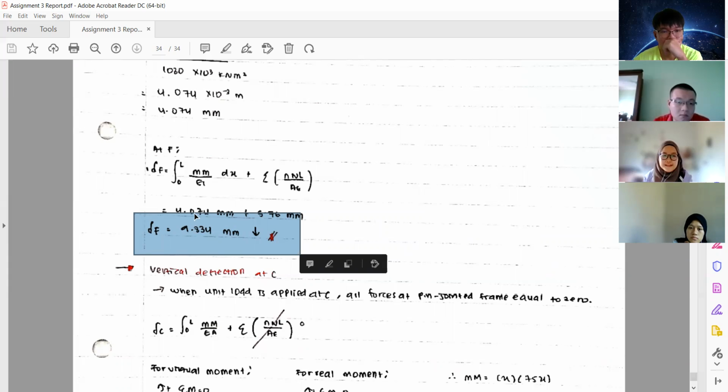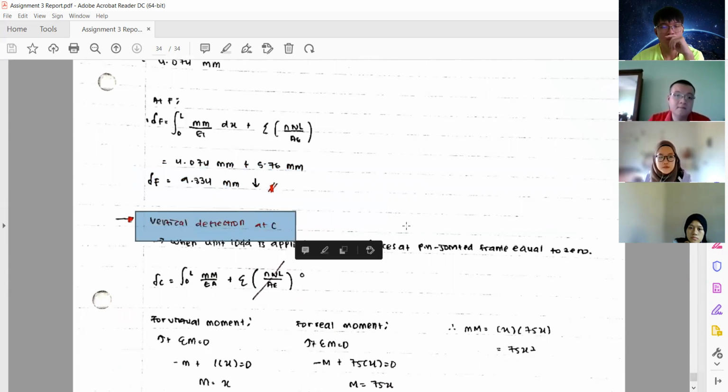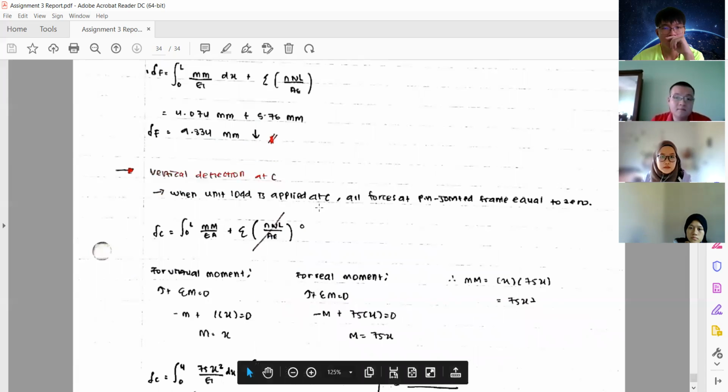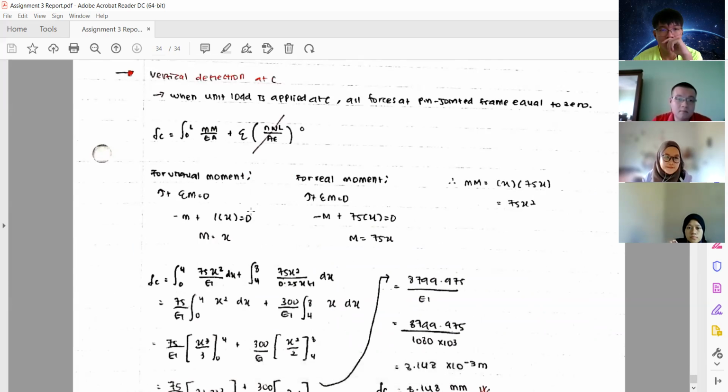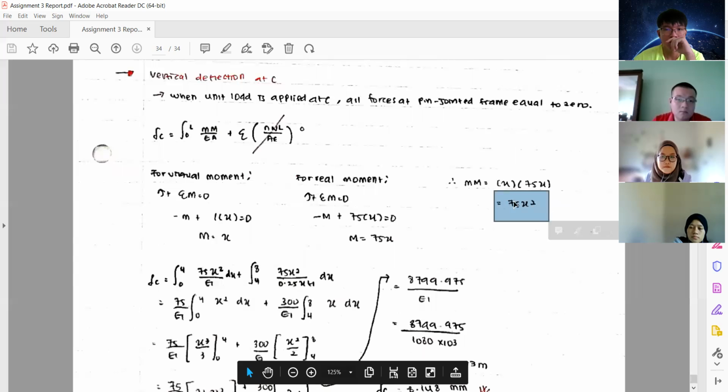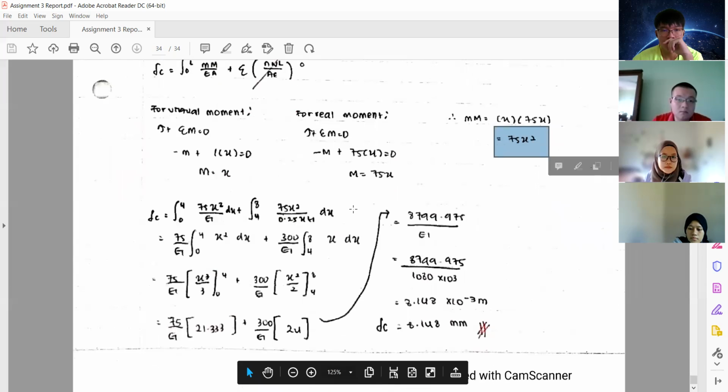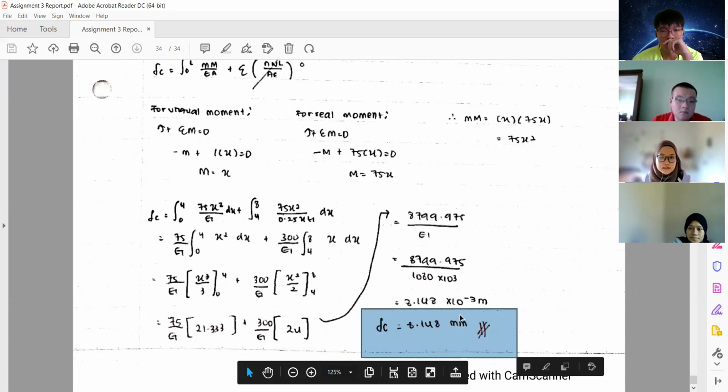So for vertical deflection at C, when we apply the unit load at C, all forces in the pin jointed frame equal 0, so we do not need to calculate that part. We only need to calculate the beam part. So as usual, find the virtual moment and also the real moment, I get them as 75 x squared. And by using the equation to find deflection at C, I get the value as 8.148 mm downwards.